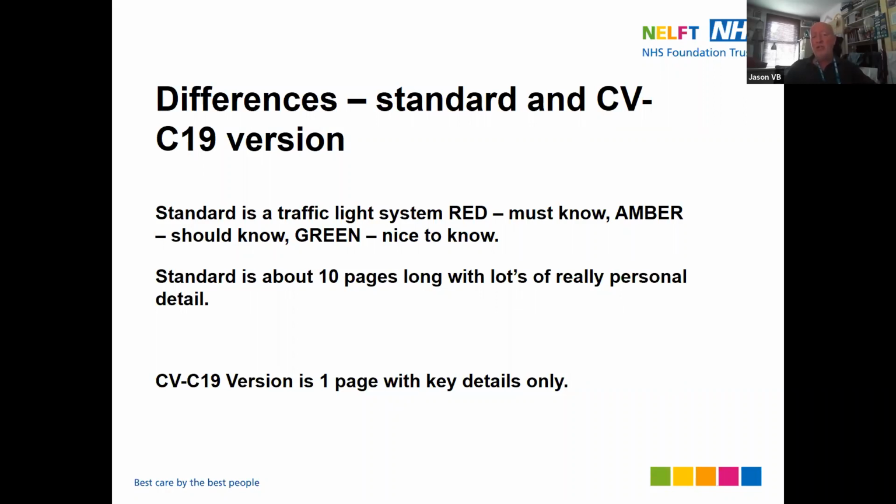Amber is things that you should know, and that breaks things down into some of what nurses will call activities of daily living. So there's some real focus around particular issues of communication and knowledge about that person's presentation.